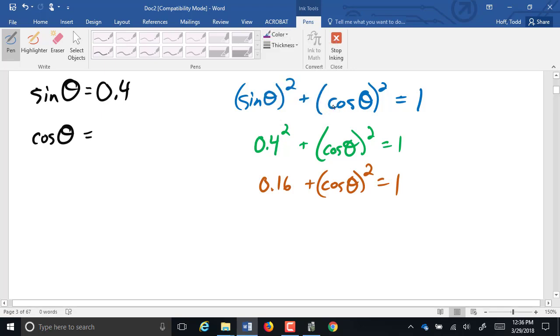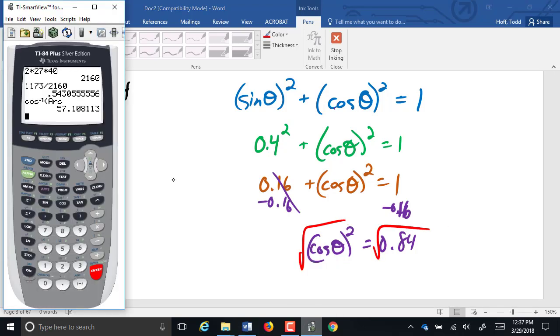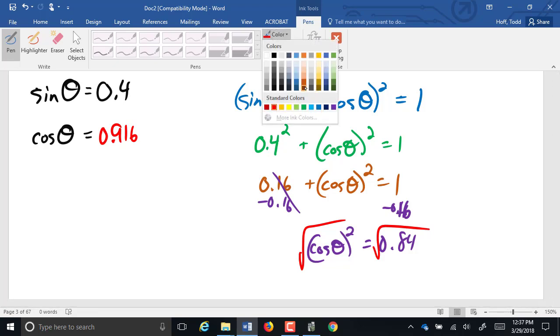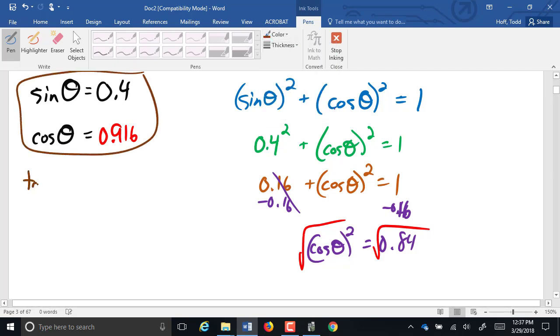Then what? Got to subtract 0.16 first. So the cosine squared equals 0.84. Then we square root it. 0.916. We're just going to use 0.916 now. That'll work for us. Now, once we have those two, we're off and running. What's the tangent of the angle? Tangent, remember, is sine over cosine, right? So 0.4 over 0.916. We'll just leave it like that.